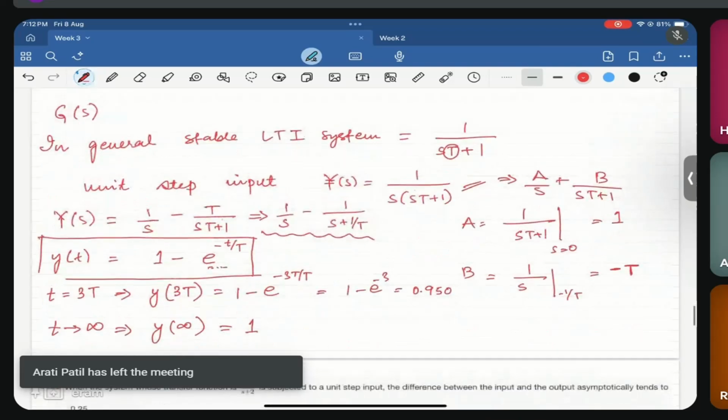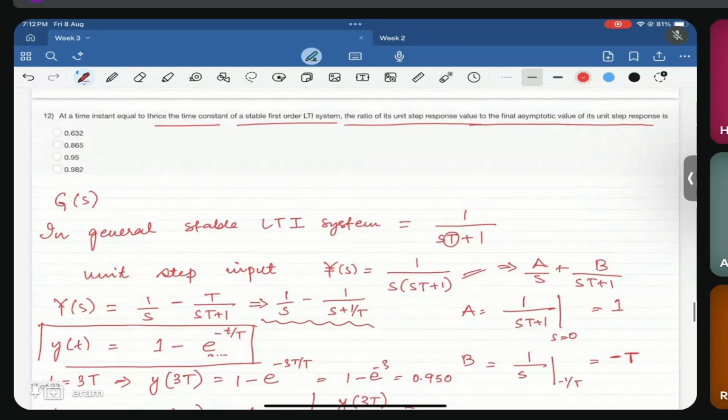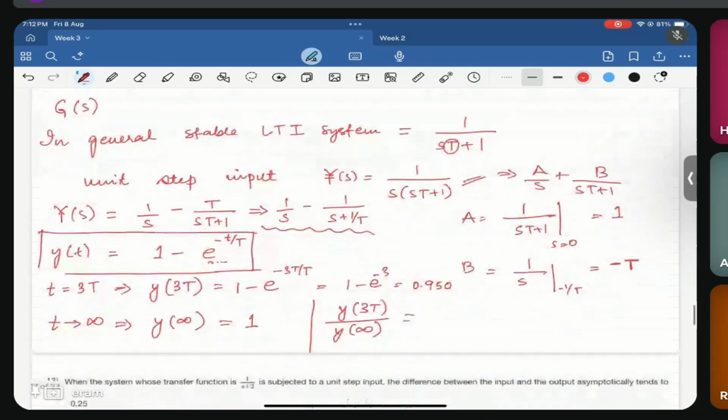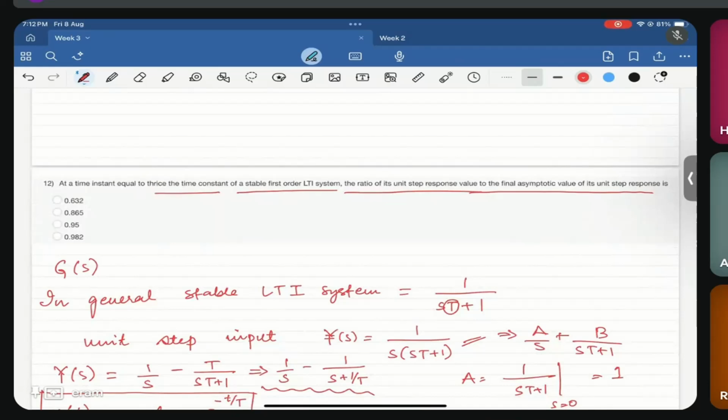So what is the ratio? We have to find the ratio of y at 3t divided by y at infinity, because the question asked about the ratio at a time instant equal to thrice the time constant of a stable first order LTI system, the ratio of its unit step response to the final asymptotic value, means y of 3t divided by y of infinity. It is nothing but 0.95. Okay, so which option is correct? It is option C.